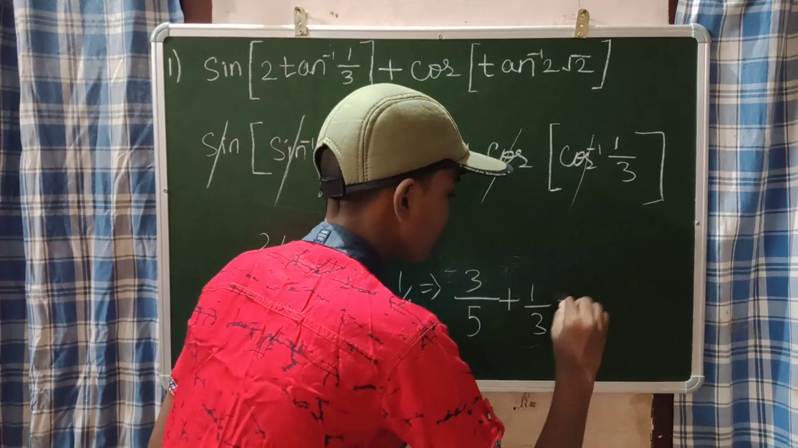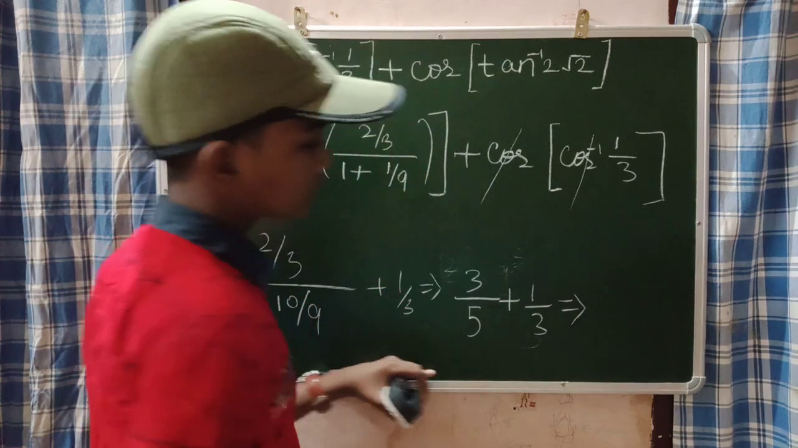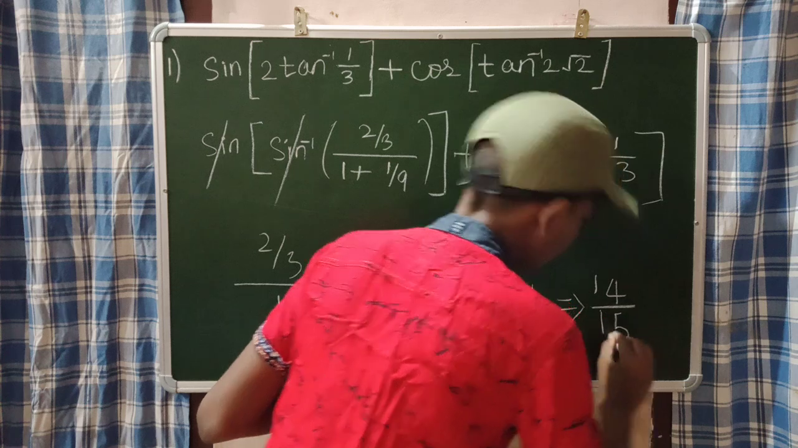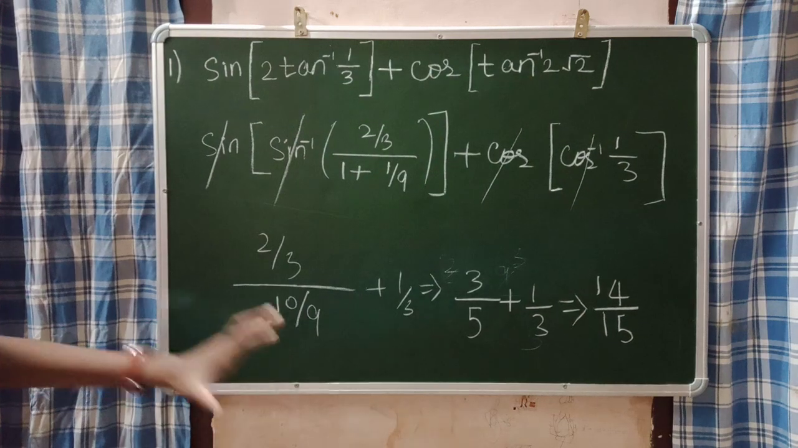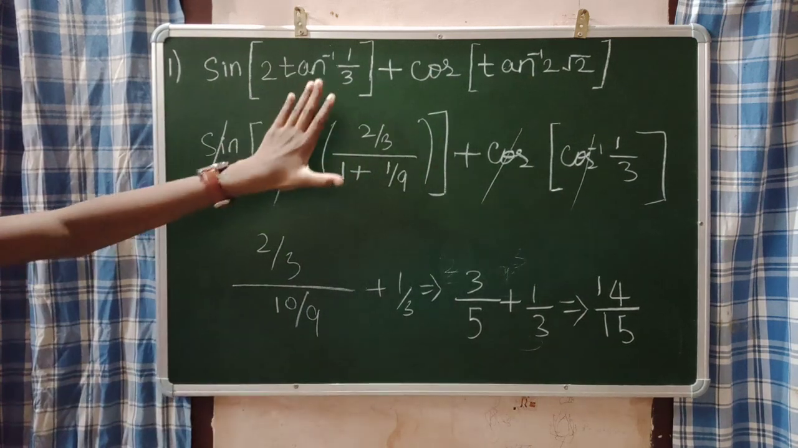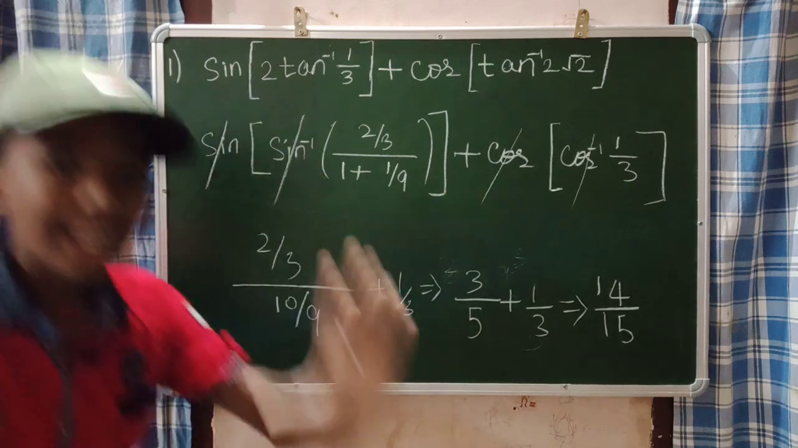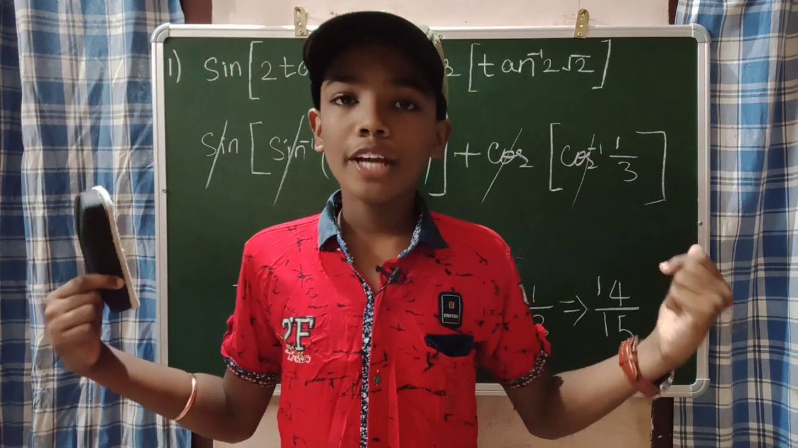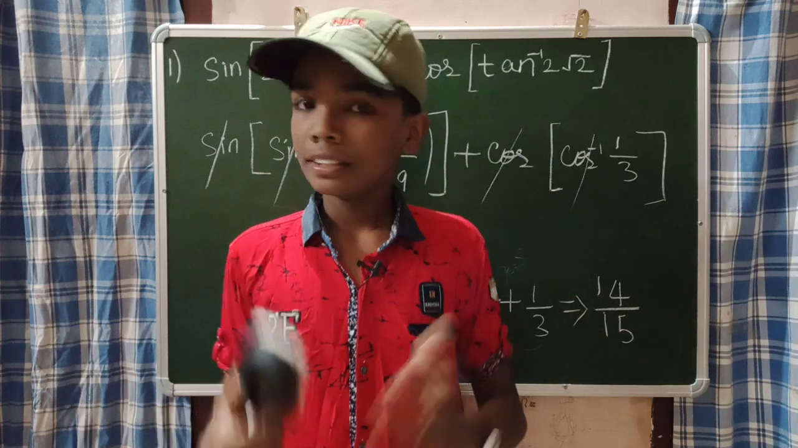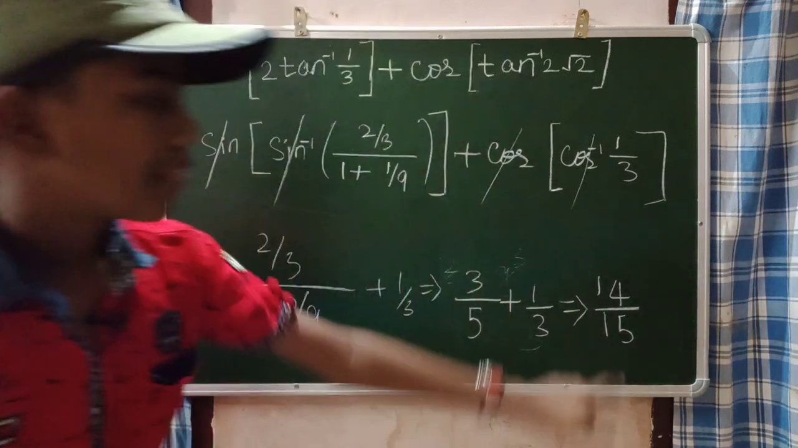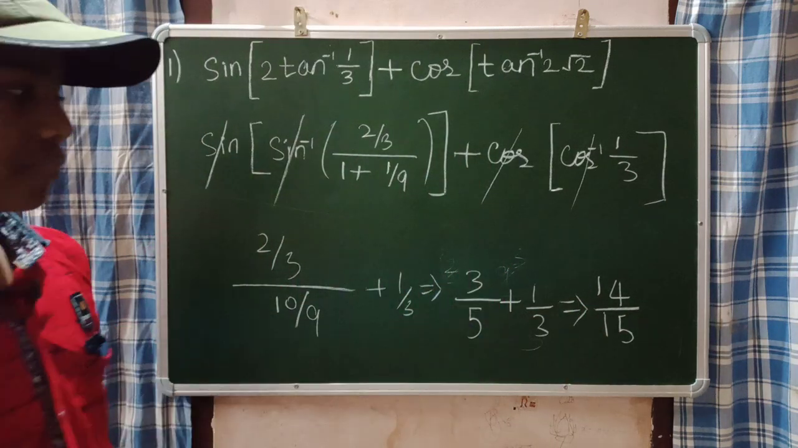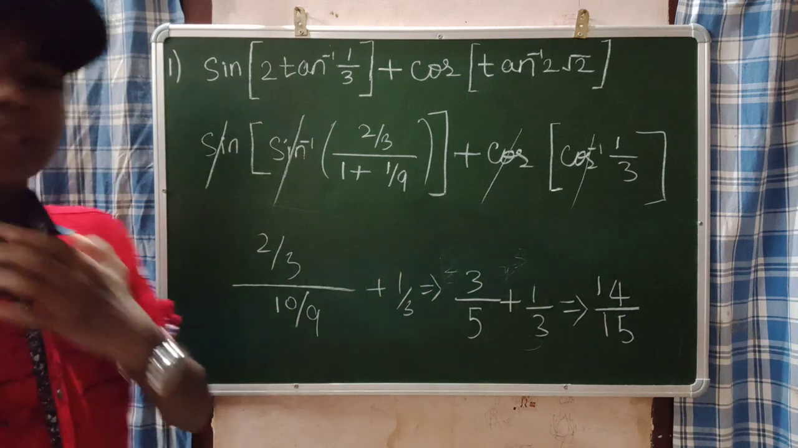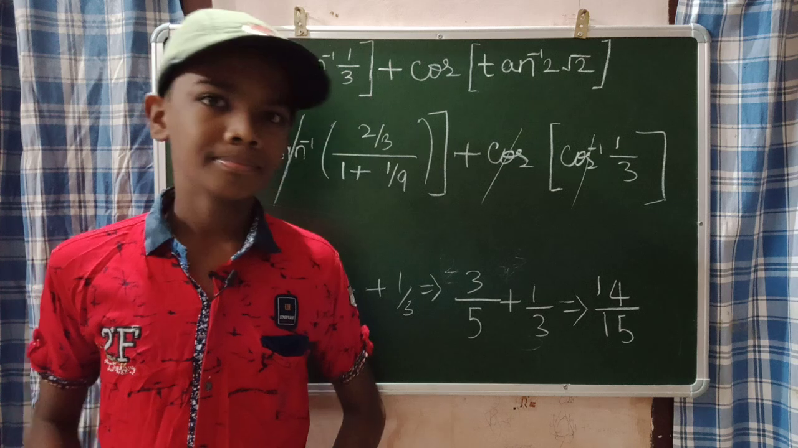So find the sum. The sum would be what? The sum would be 14 by 15. That's all, guys. That's all about this question. What I did is just I converted the inside value in terms of sine inverse and cos inverse. Then I removed those values. That means I cancelled those values and I found the answer. And the answer that I found is 14 by 15. So that's all about this question. So let us move on to our next question.